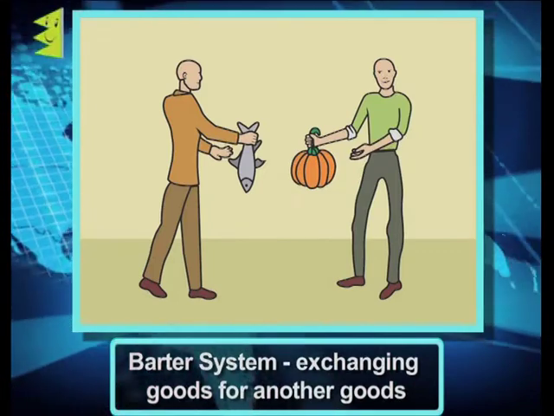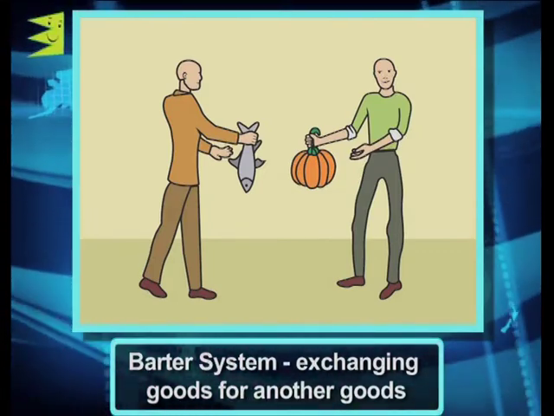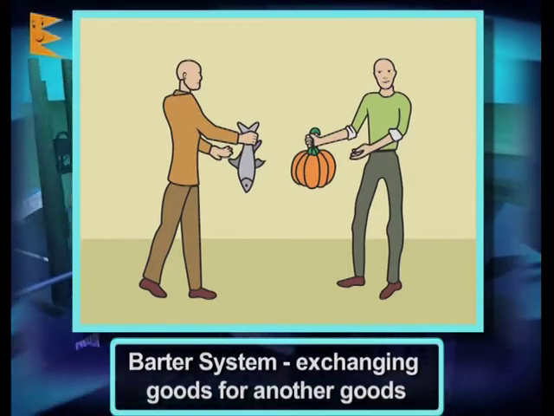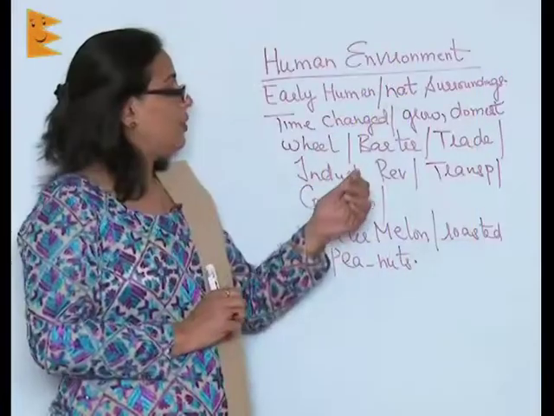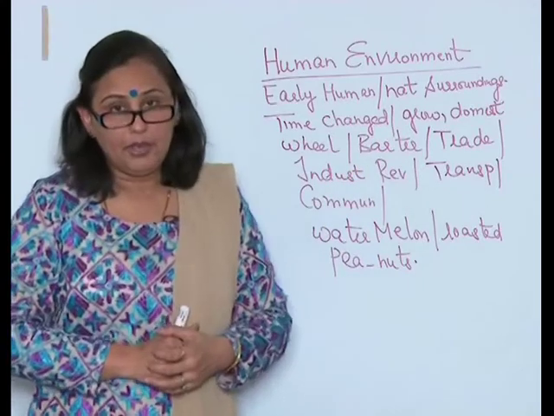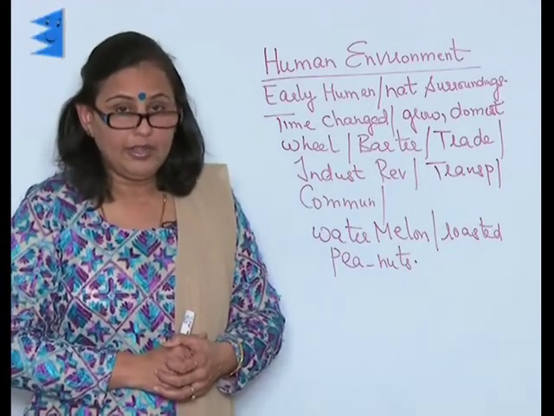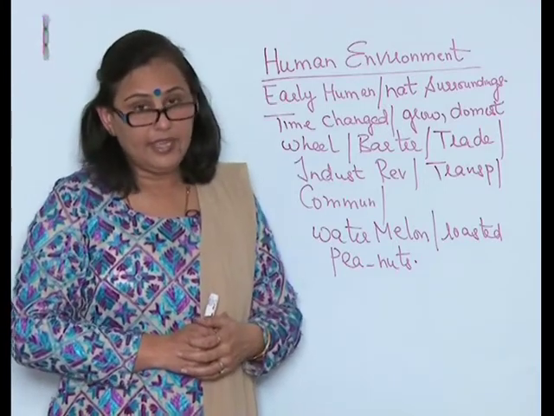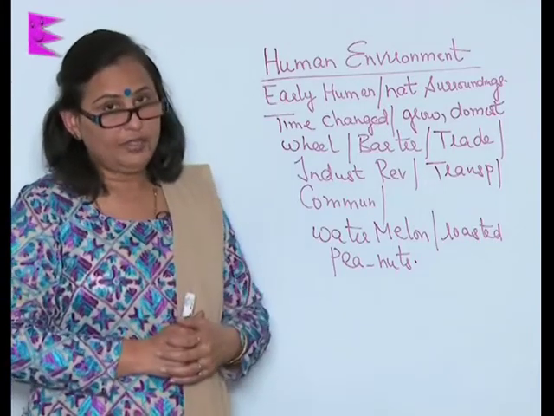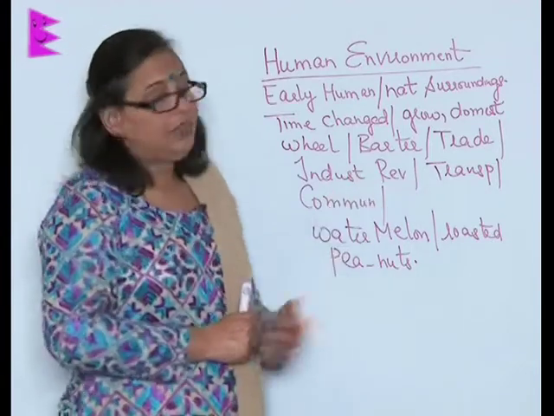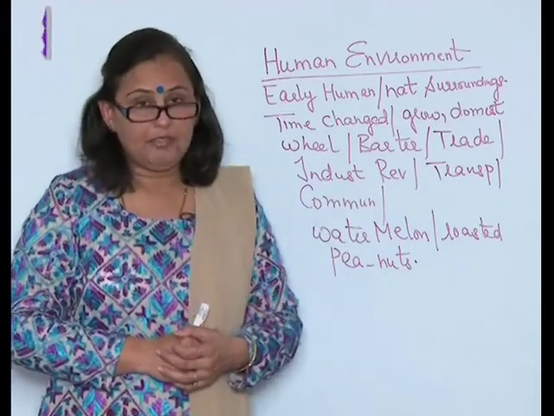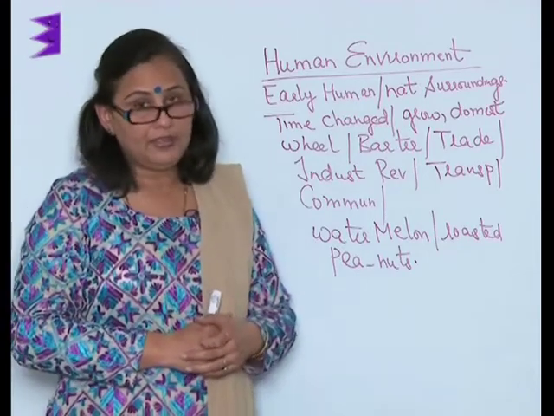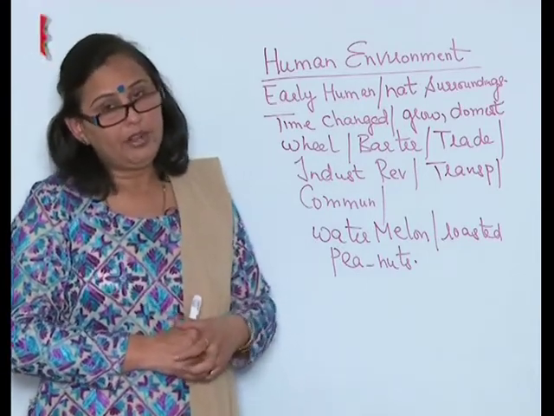That is, if I want rice and you have wheat, then I give you that much rice and take the wheat from you. That was called the barter system, because man had not learnt the money system, and thus they exchanged goods with each other. Slowly, with the coming of money, with the coming of currency, trade and commerce flourished, not only in the country itself, but also in the world as such.